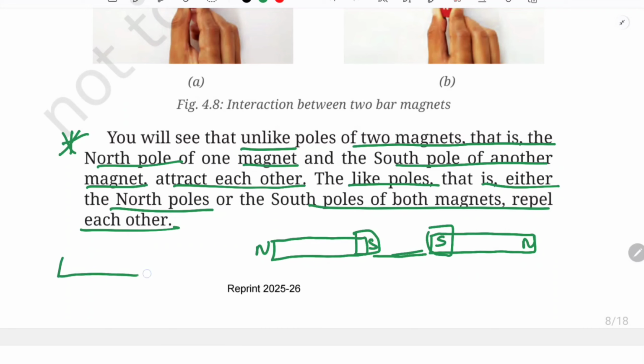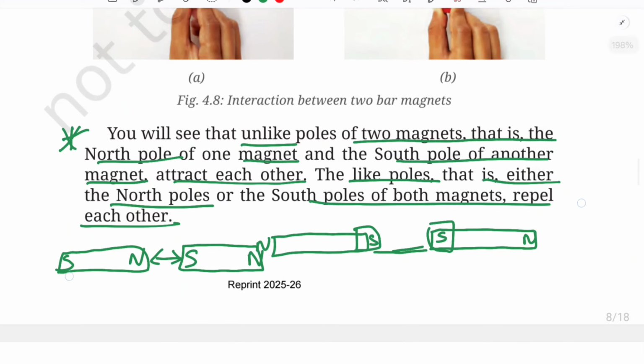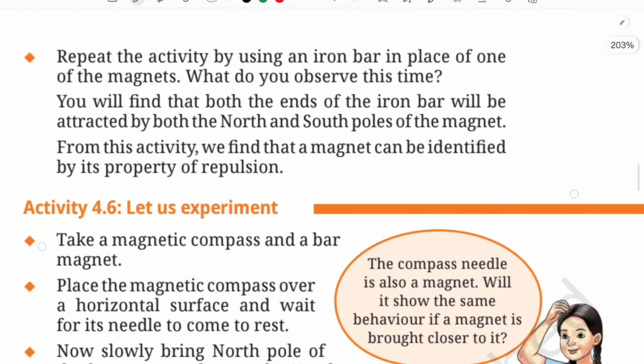And in case you bring two magnets again, just like this, here this is the north pole, and here this is the south pole, and here this is south, and here this is north. In this case, these two will attract each other. That means opposite poles attract each other, and similar poles, that is like poles, repel each other. Okay, this is the concept. I hope you are clear. So we will understand more.